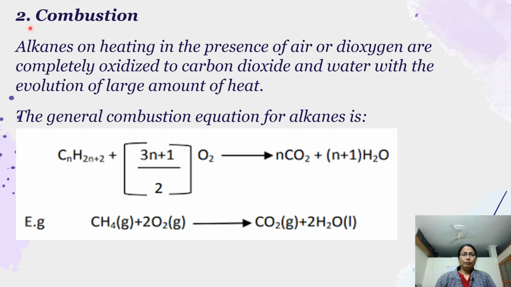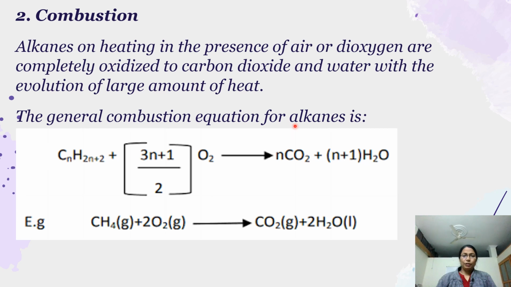Let us start with the second chemical property, that is combustion. What is combustion? When an alkane is completely oxidized in the presence of air and dioxygen, it forms carbon dioxide and water, that is H2O, and a large amount of heat is liberated. Such a reaction is called combustion.